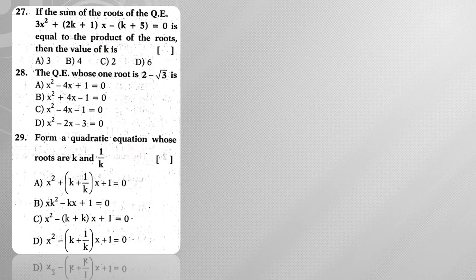Next, question number 27. If the sum of the roots of the quadratic equation is equal to product of the roots. So already we know that the sum of roots is given by minus b by a, which is equal to c by a. So denominator a gets cancelled. So from this what I can say, minus of x coefficient is equal to constant. So this shortcut you can remember.